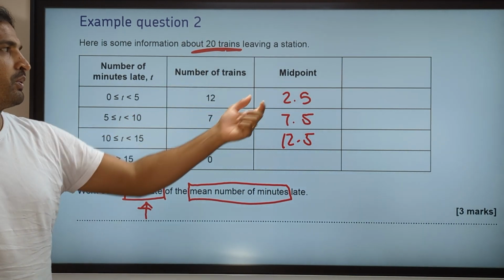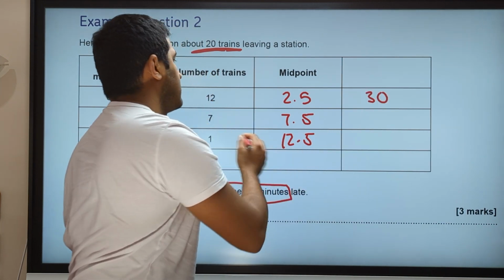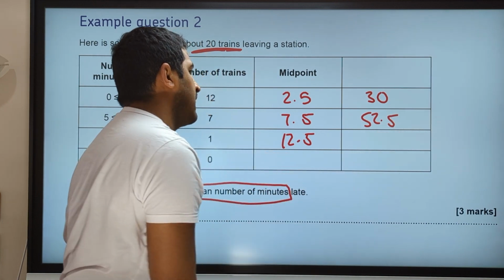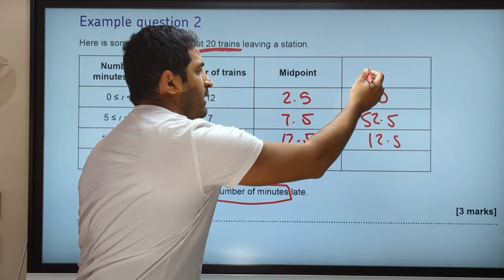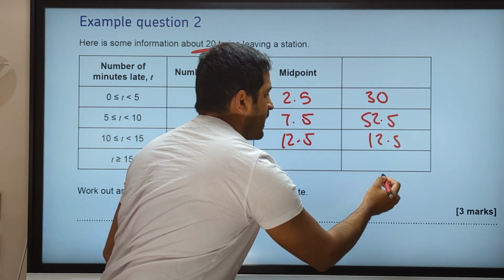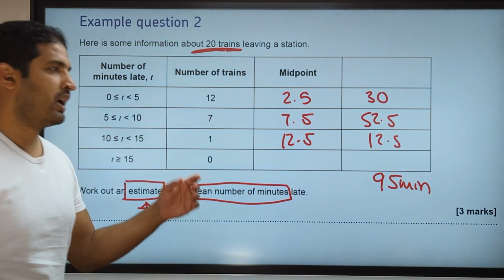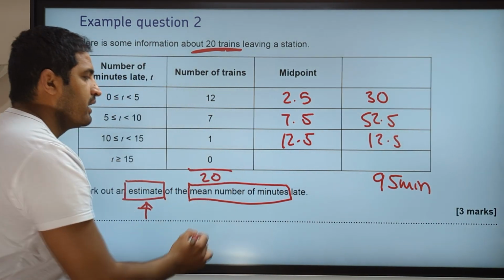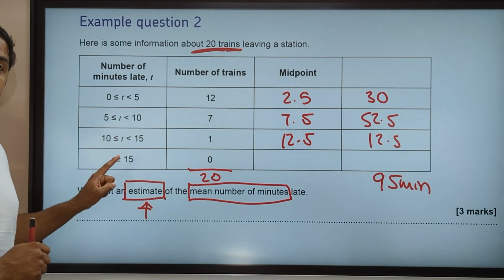So 12 times 2.5 will give you 30 minutes. 7 times 7.5 gives you 52.5 minutes. And that's only one train, so 12.5 minutes. When you add them all up, they add up to 95 minutes. So the trains were late 95 minutes, and how many trains were there? 20. So if I wanted to work out the estimated mean, why are we using the word estimated again?